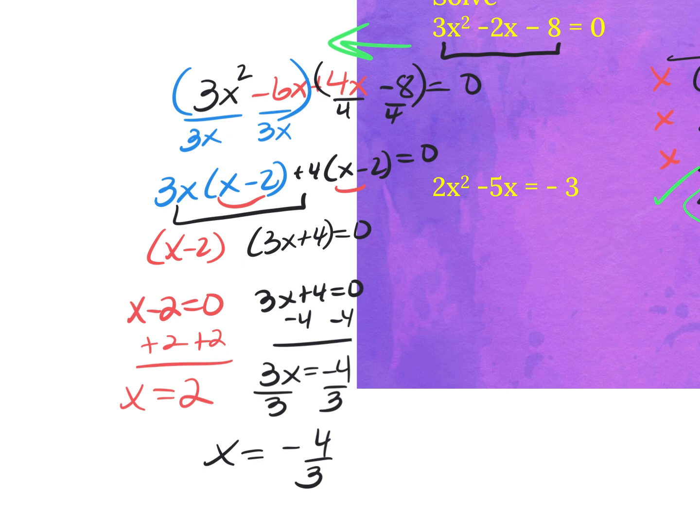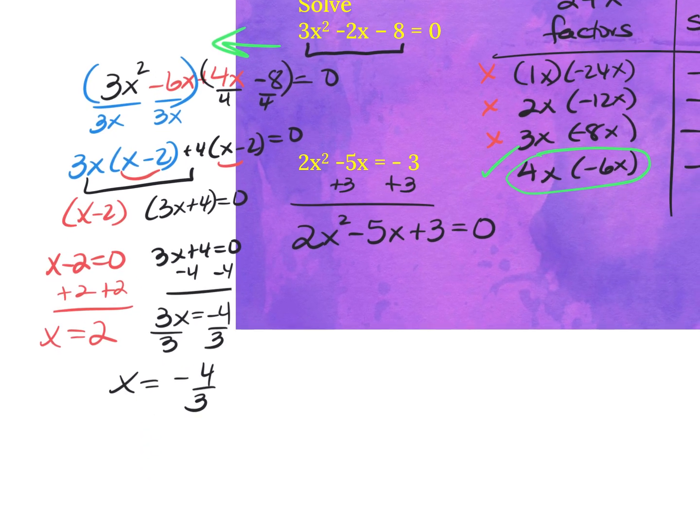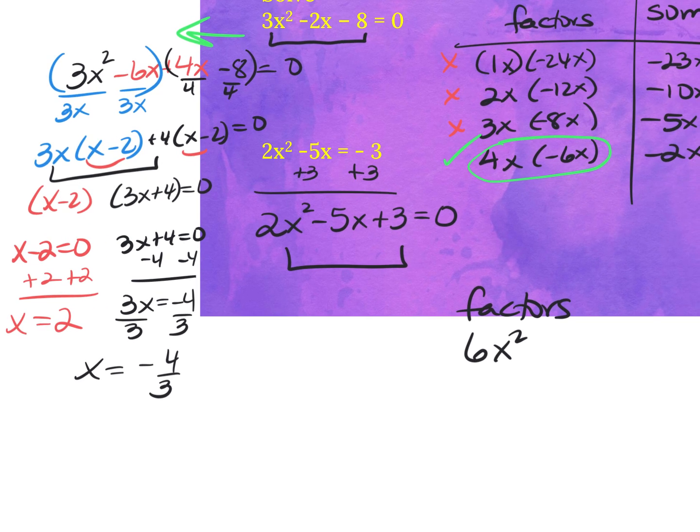Next one, we need to get it in standard form. So I'm going to add 3. And now I have 2x squared minus 5x plus 3 equals 0. Again, I've got a number in front of my x squared, so I need to factor by grouping. So I'm going to go ahead and multiply the beginning and the end. So I'm looking for factors of 6x squared that will sum to give me negative 5x.